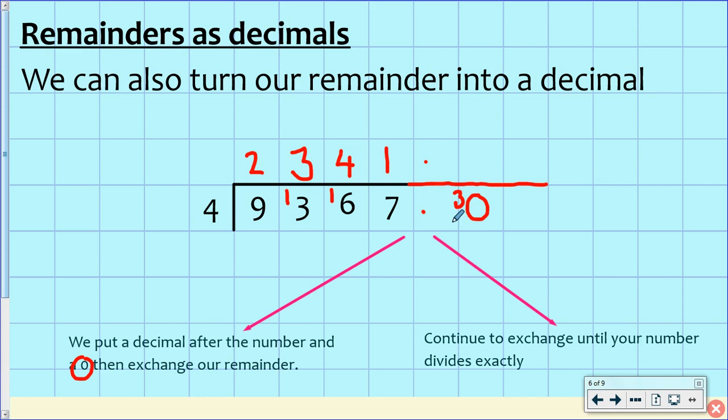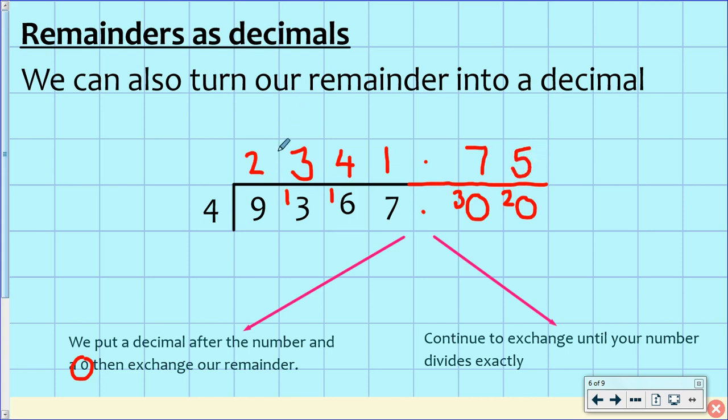So how many 4s can I get out of 30? 4, 8, 12, 16, 20, 24, 28. I can get 7, but I've still got 2 left over. So again, I'm going to put a 0, but this time I'm exchanging those 2 tenths into 2 hundredths. Okay, so I've got 20 hundredths, 20 divided by 4, that goes perfectly, 5 groups.